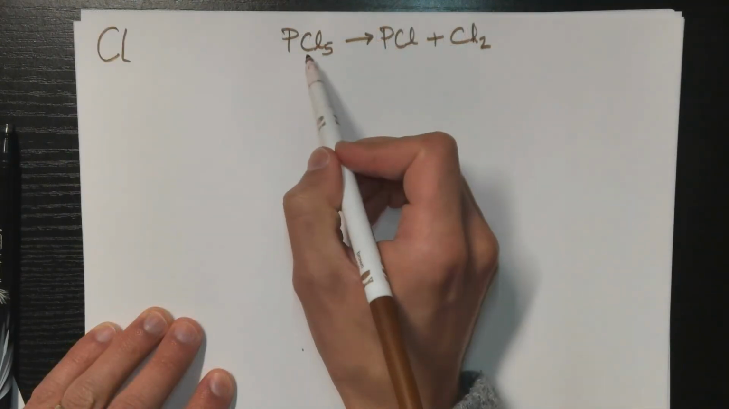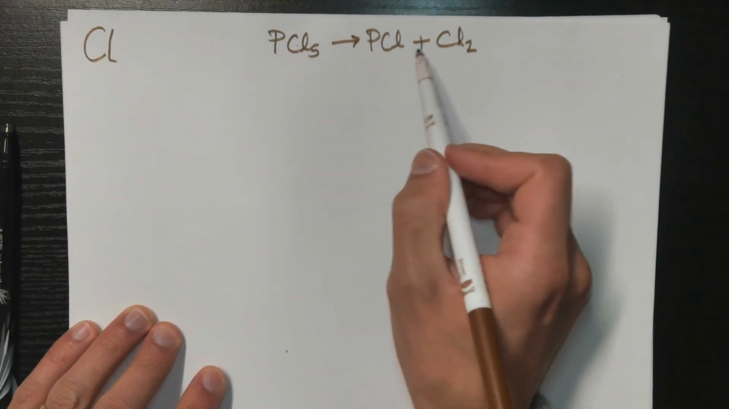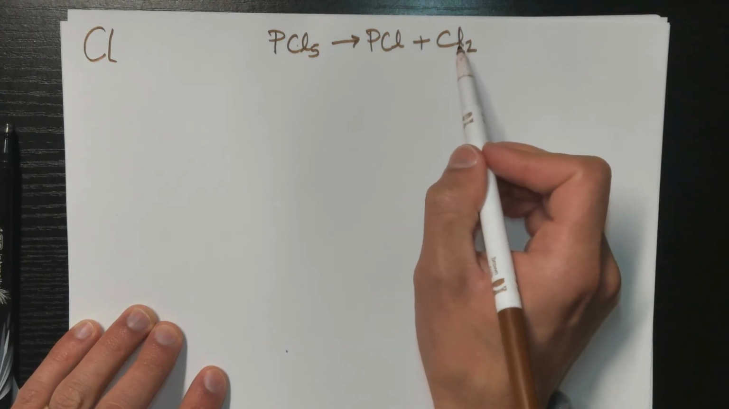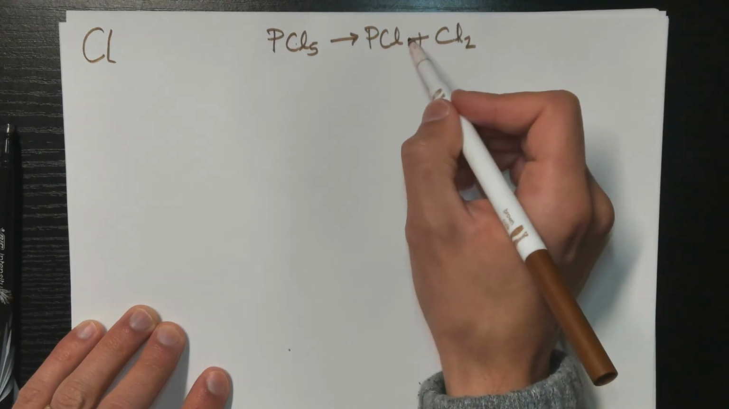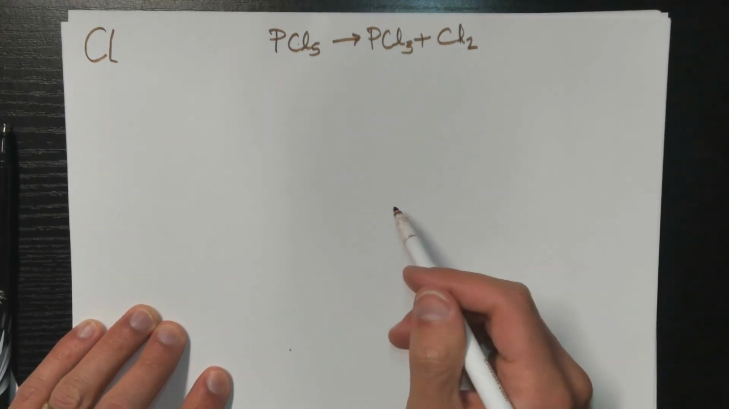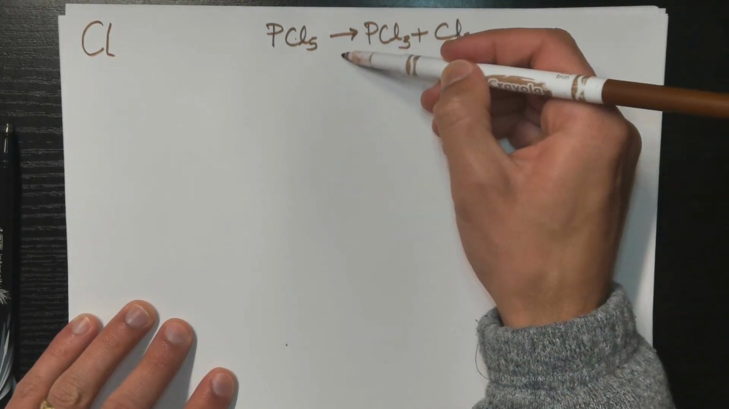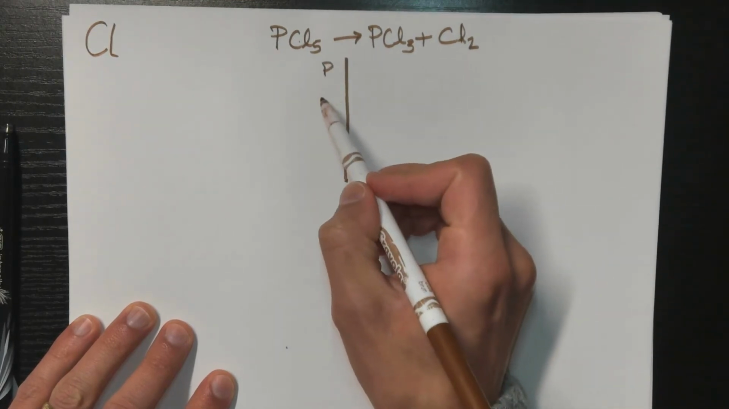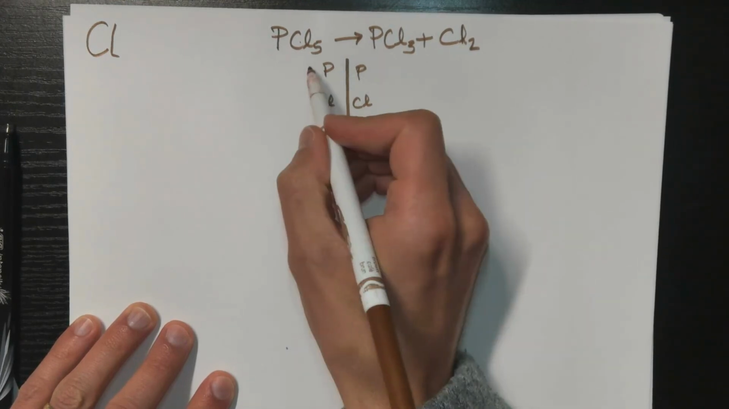So phosphorus and chlorine, these are two elements, and there's a 5, and that produces phosphorus chloride with chlorine gas. Okay, so let's go ahead and balance this equation. Go ahead and make sure that you've written this down, and let's do some balancing. First step is to draw the line, then to list the elements on each side, and now to count.